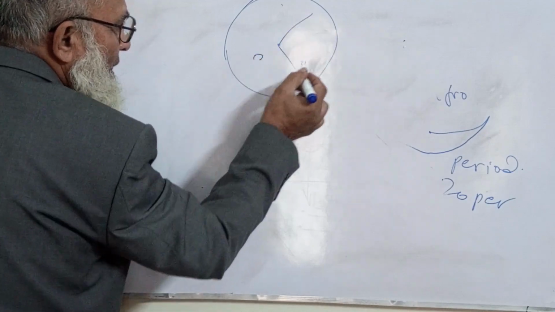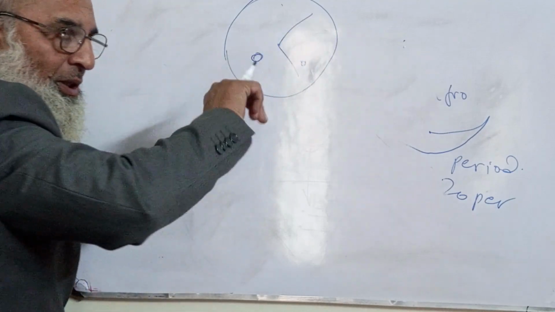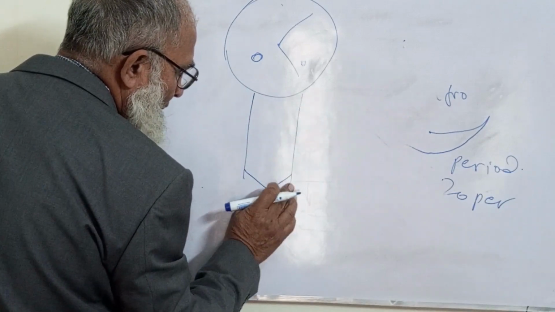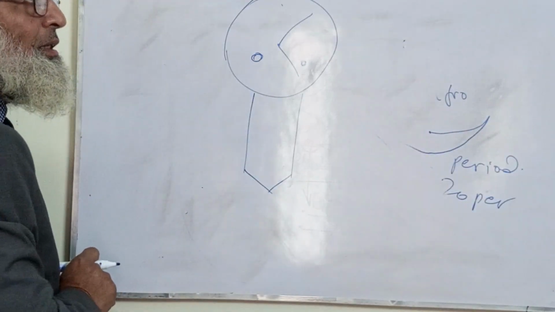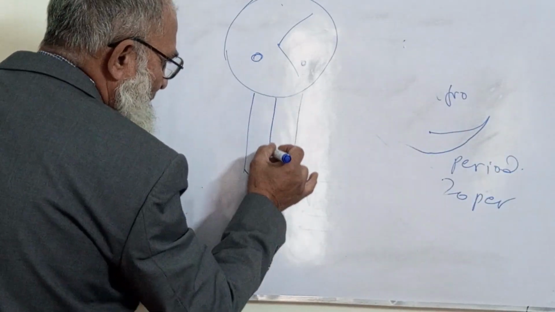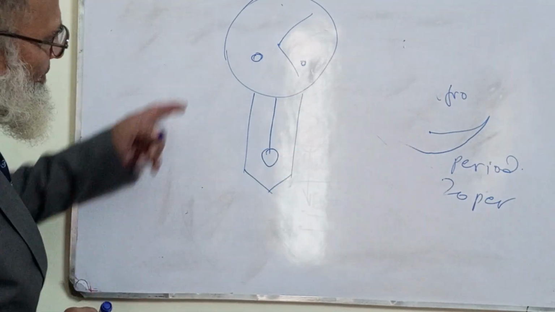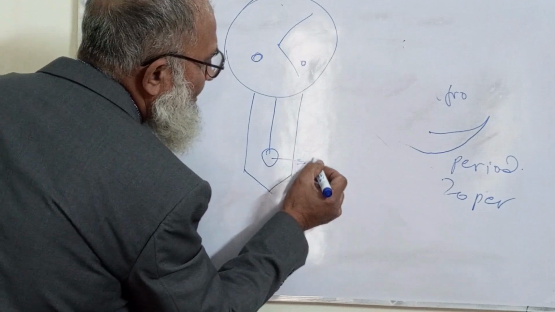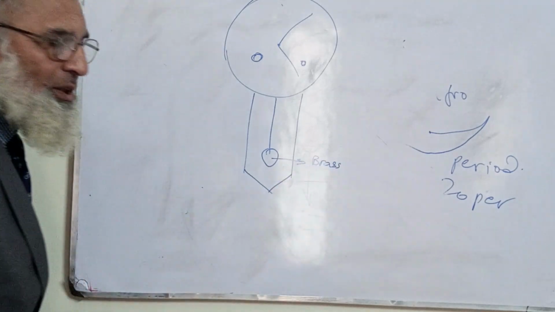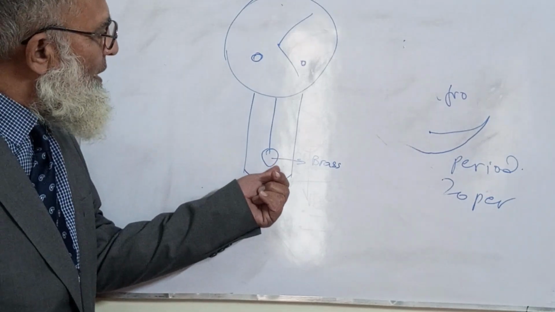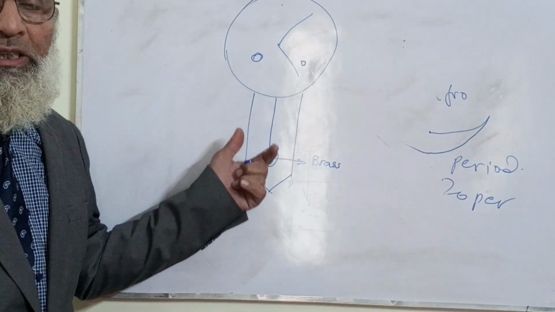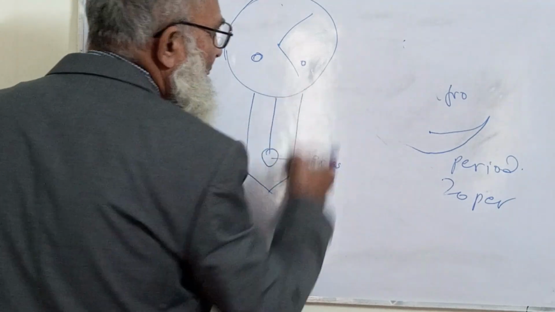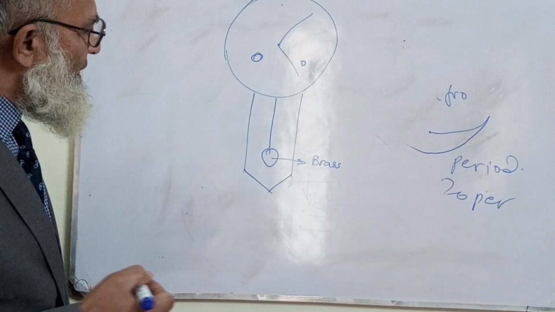These are holes to wind the key, and there's a pendulum hanging under here. This pendulum is made out of brass. Usually this is the pendulum used in these watches, pendulum watches. These are called pendulum watches.